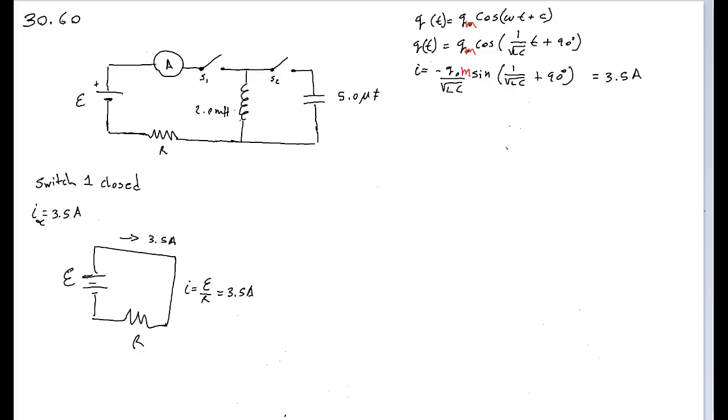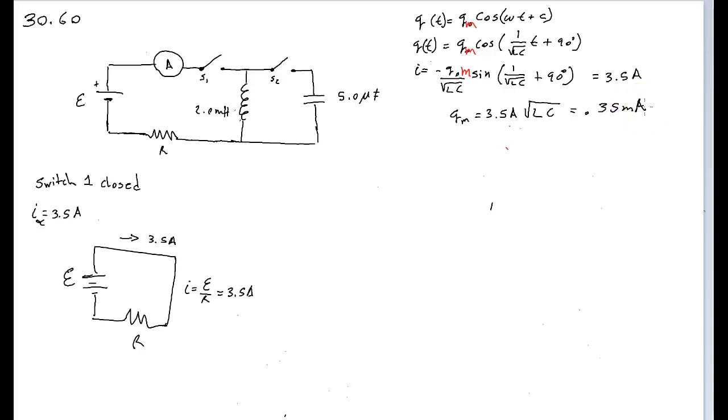Right, okay, so this Q max is going to be equal to this 3.5 amps times the square root of LC. The square root of LC is in seconds, and this is coulombs per second, and this is 10 to the minus 4, so this is going to be 0.35 millicoulombs as a maximum charge. Okay. What else is there?